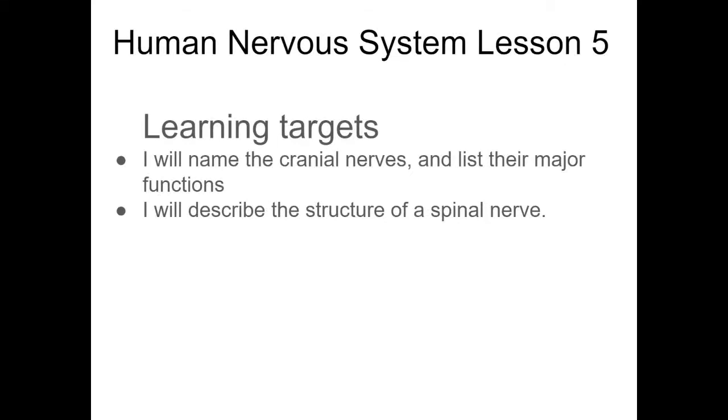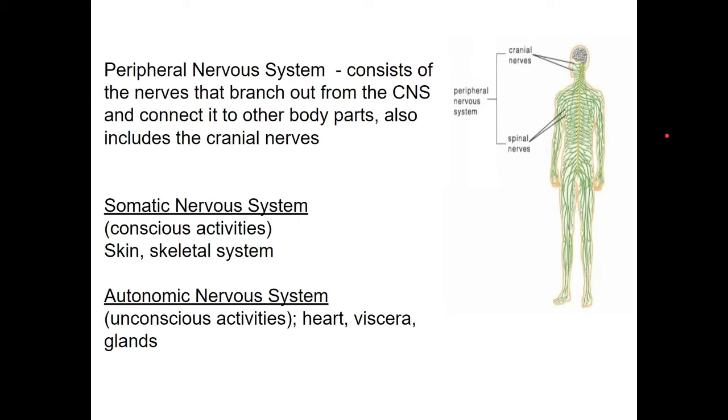Hello and welcome back to Human Anatomy and Physiology for Human Nervous System, lesson number 5. Today we're going to talk about the cranial nerves and what they do, and we're going to describe the structure of a spinal nerve. So what we're focusing on with these is the peripheral nervous system. It consists of the nerves that branch out from the central nervous system, which is the brain and the spinal cord.